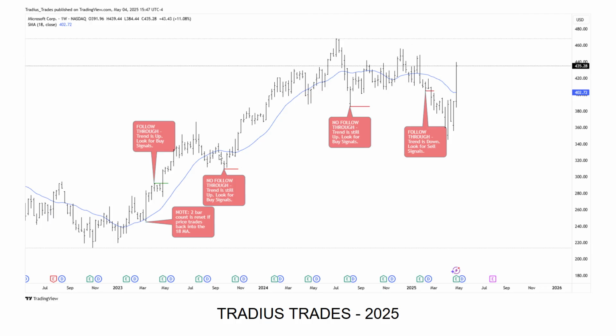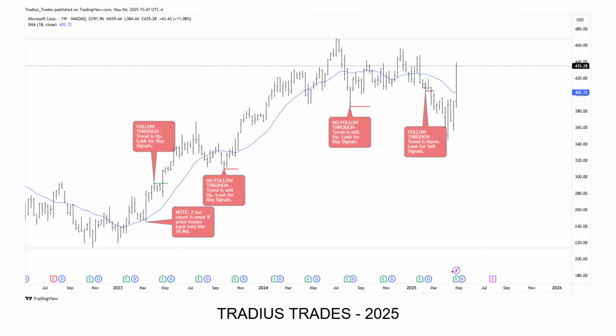Now down here we had 2 full range bars trade below, but did we follow through before trading up here? No, trend is still up. Look to take the oversold buy signals in this market. Here we had 2 bars below the 18 MA, but no follow through before we traded back up into the 18 MA. So the trend is still up at this point.